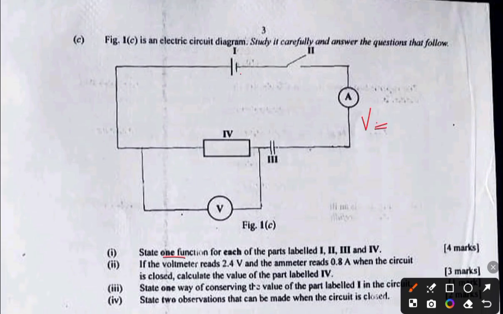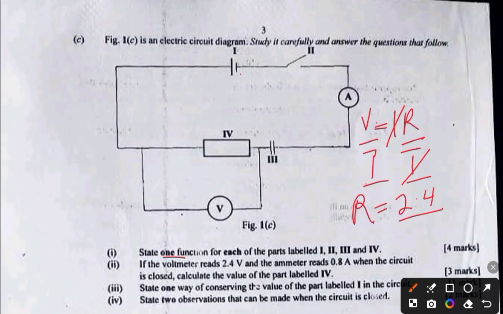Potential difference equals current times resistance. And right now, we are looking for resistance. So we divide both sides by current. So R equals V over I. So our resistance equals the potential difference, which is 2.4 volts, 2.4 over 0.8, which is the 0.8 ampere, which is the current. So when you do your division very well, you're going to get 3 ohms. So that's the answer for the II.